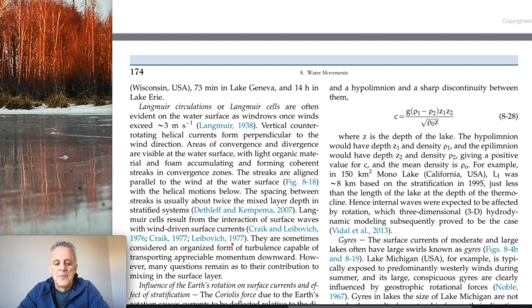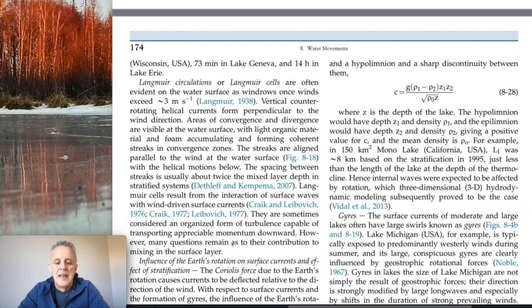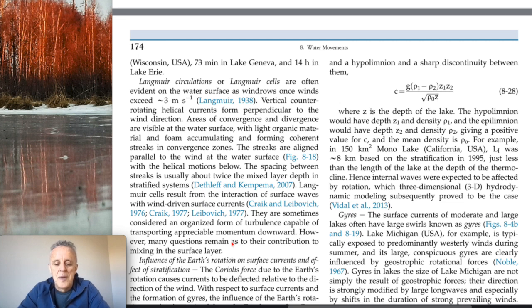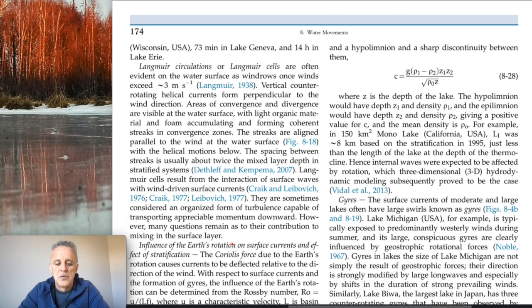Langmuir cells result from the interaction of surface waves with wind-driven surface currents. They are sometimes considered an organized form of turbulence capable of transporting appreciable momentum downward. However, many questions remain as to their contribution to mixing in the surface layer.